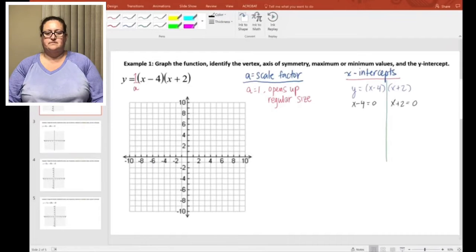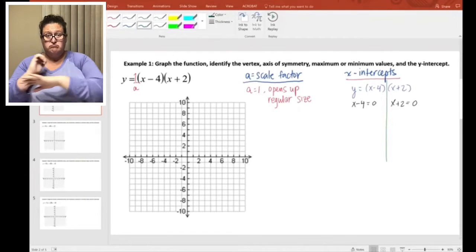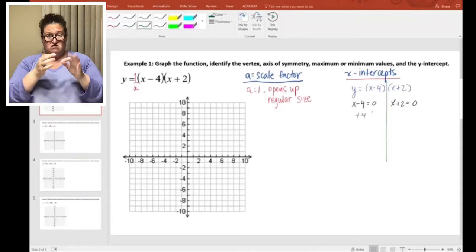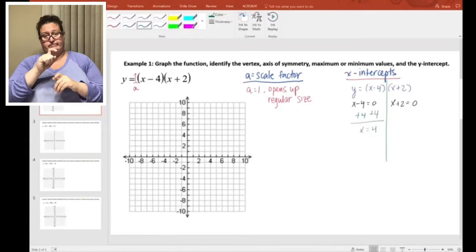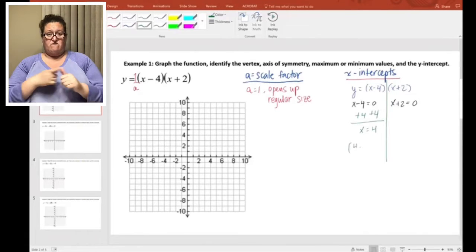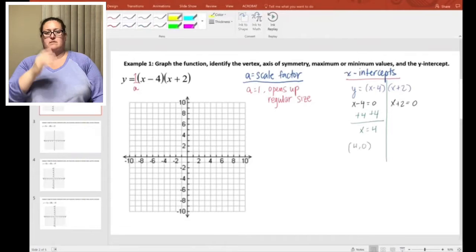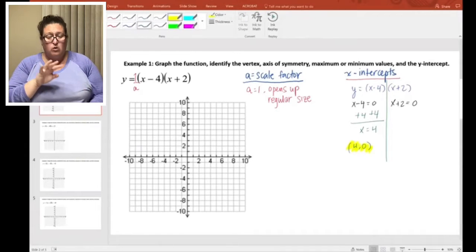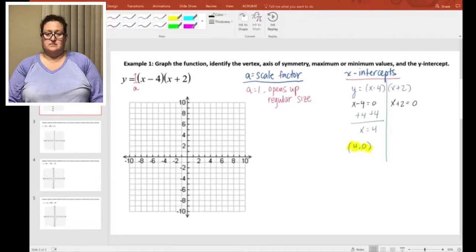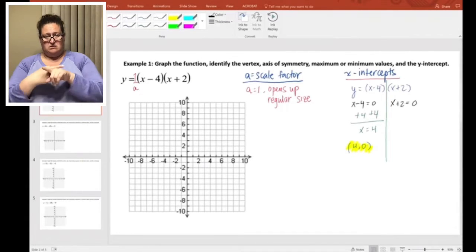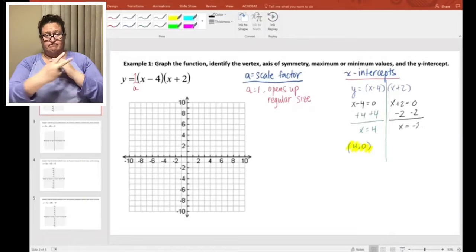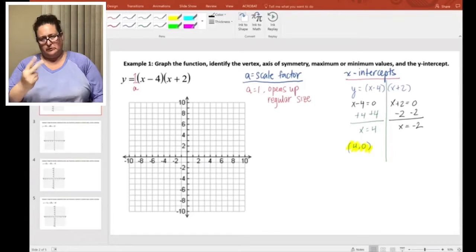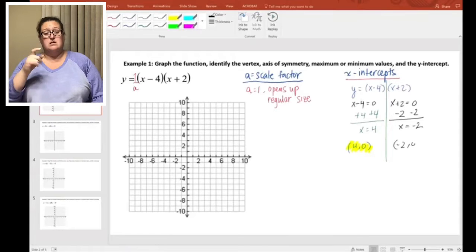Once you have your equations set up, go ahead and solve for x. In the first equation, I want to add 4 to both sides. That's going to give me x equals 4, which means that my first x-intercept is at 4, 0. When x is 4, y equals 0. To find my second x-intercept, I want to go to my second equation and solve for x. So subtract 2 from both sides, x equals -2. And as a result, my second x-intercept is at -2, 0.